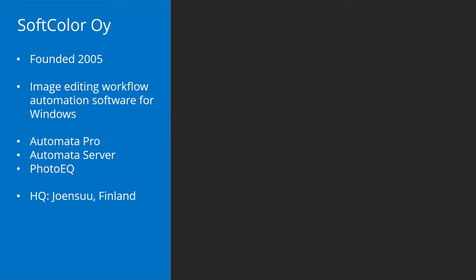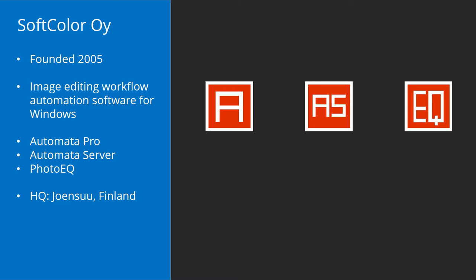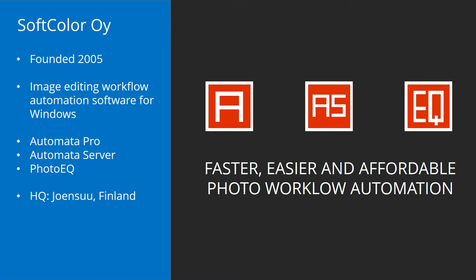So shortly about SoftColor. SoftColor was founded in 2005, and what we do is image editing workflow automation software for Windows. We have three products: Automata Pro, Automata Server, and Photo EQ. And we are located in Joensuu, Finland. So what we are doing is making faster, easier, and affordable photo workflow automation for you.